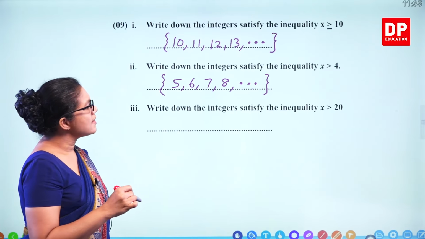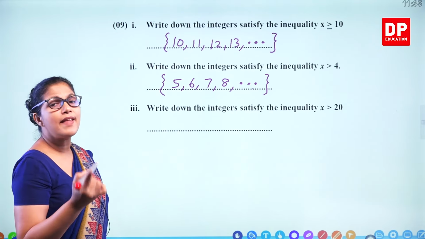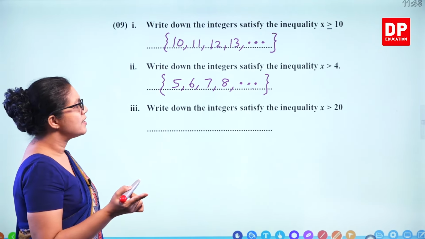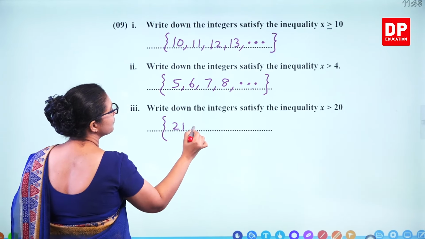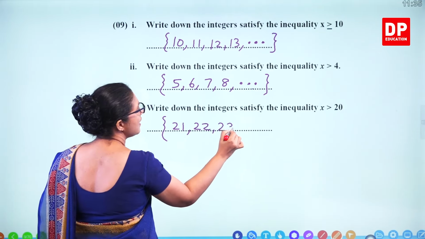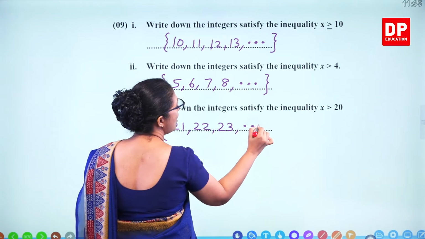Write down the integers that satisfy the inequality x greater than 20. So 20 is not included. So 21, 22, 23 like that. Any value above that.